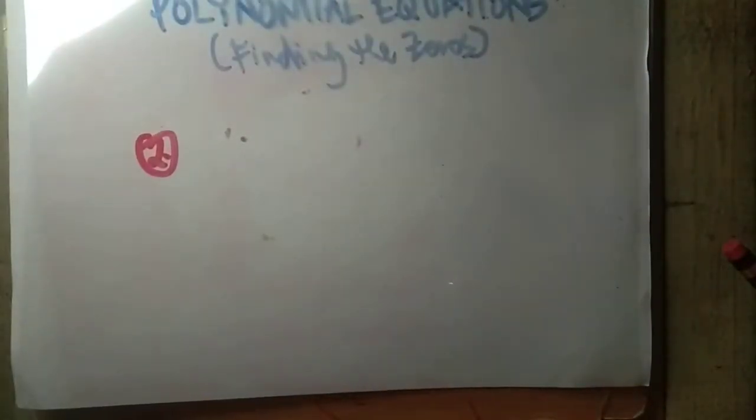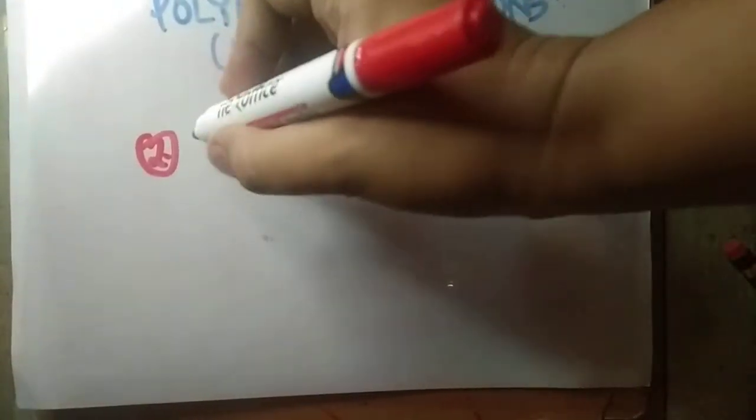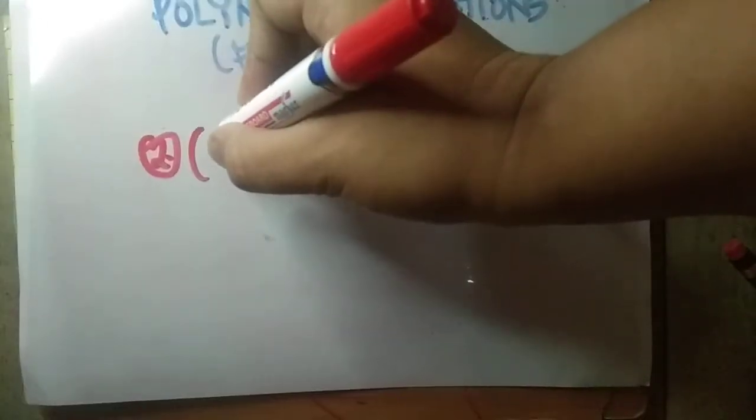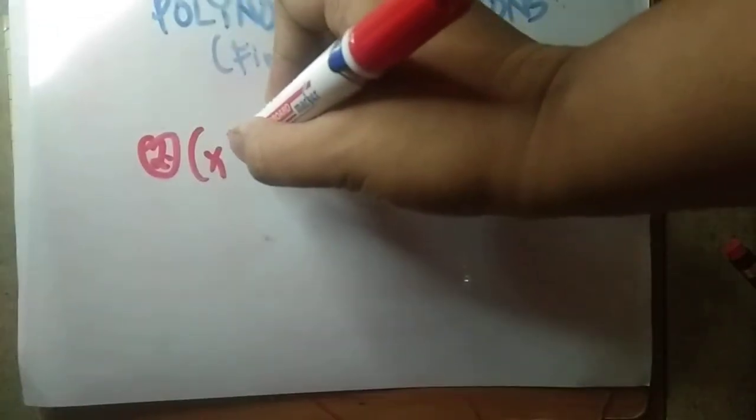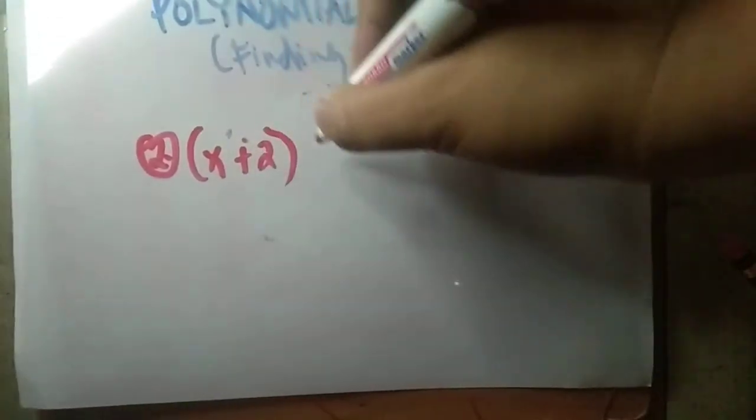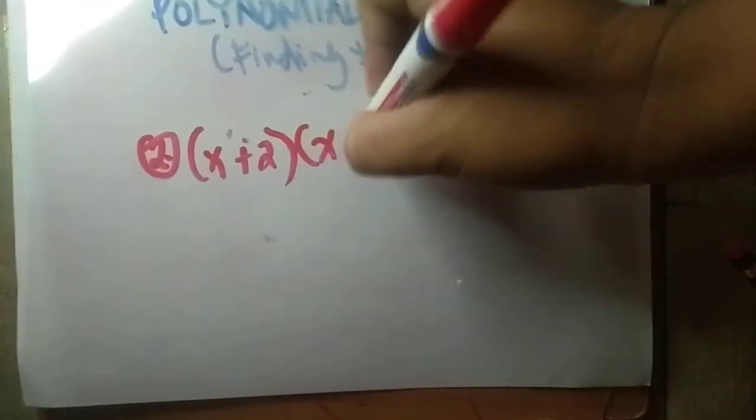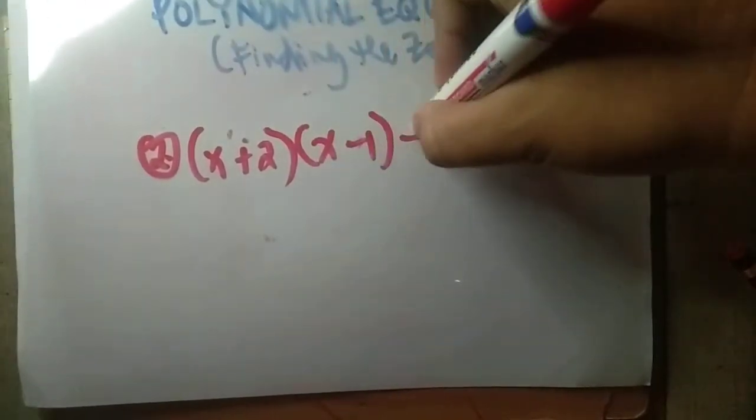Let's have number 2 here. Okay, so let's have this particular equation here for number 2. So x plus 2, yung basic lang muna tayo, okay? Times the quantity x minus 1 is equal to 0.